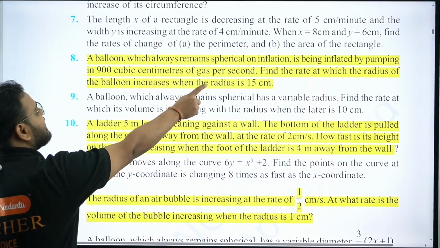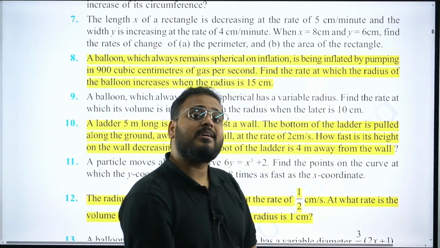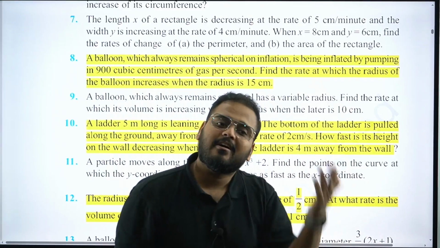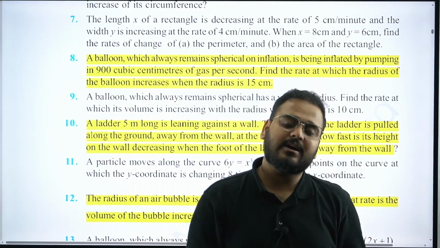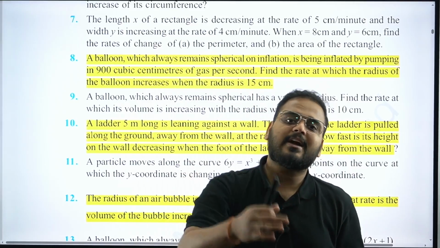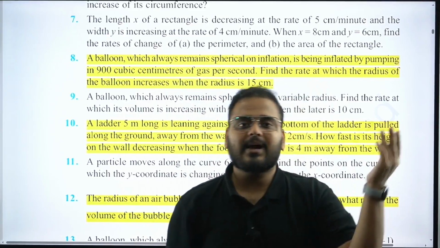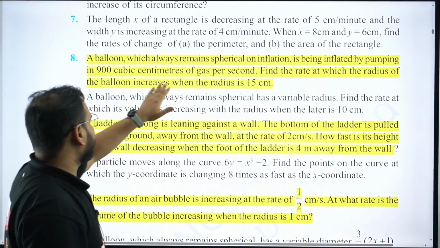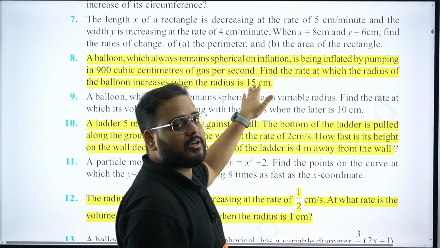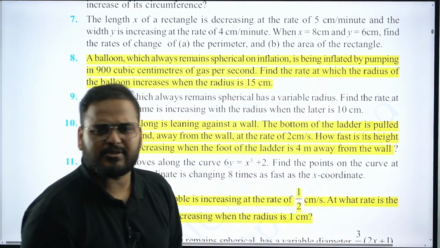900 centimeter cube per second. They've given the dV by dt. Okay, they're asking you to find dr by dt. Do one thing, write the value of volume as 4 by 3 pi r cube. Differentiate that with respect to t, of course. You're going to get dV by dr into dr by dt, chain rule. Apply that. They've given dV by dt to you. Find the dr by dt, where r is given as 15 centimeters. Simple question only, not difficult.